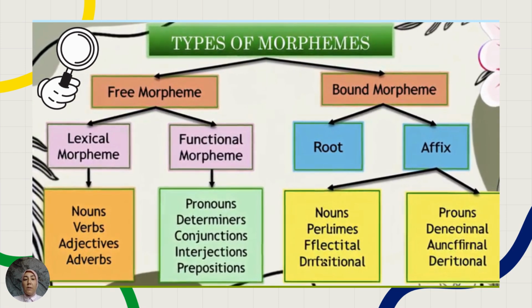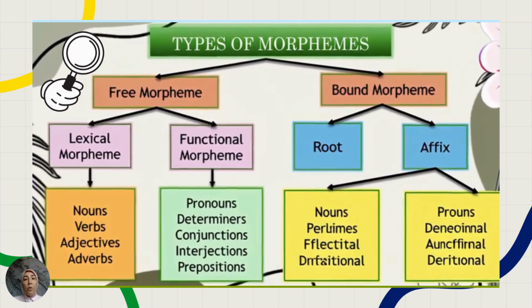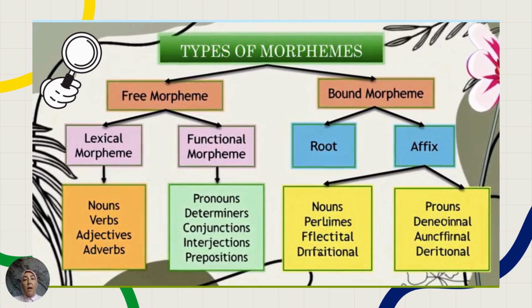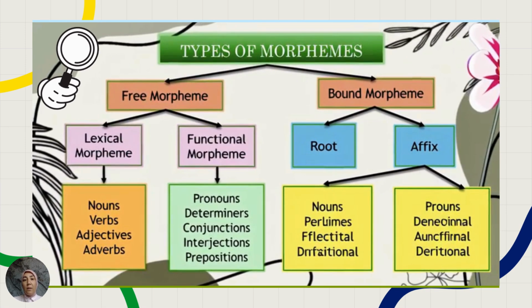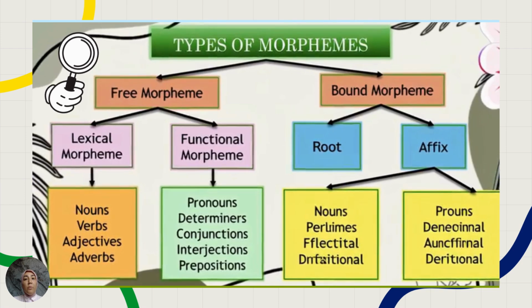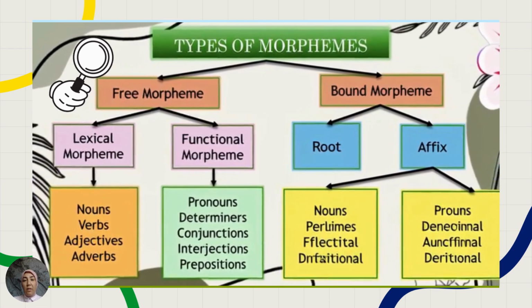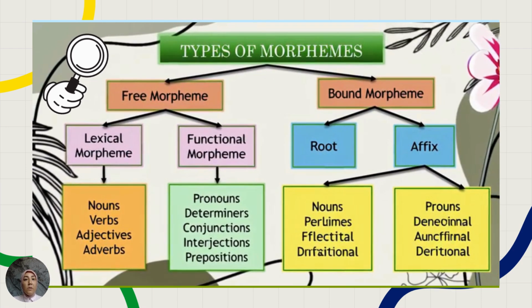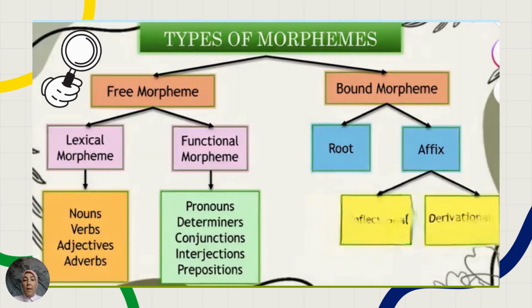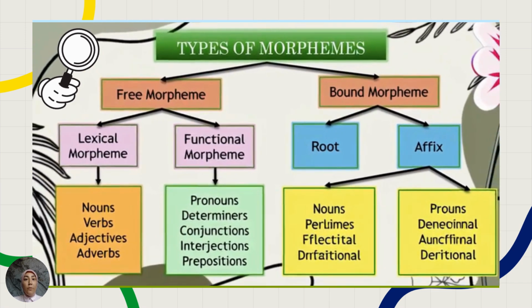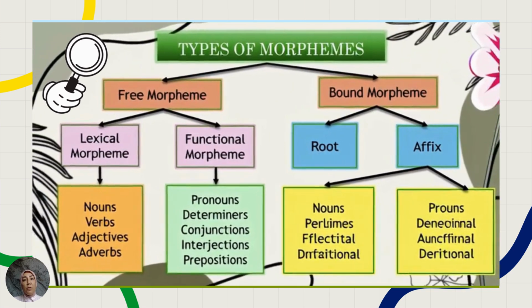Lexical morphemes constitute nouns, verbs, adjectives, adverbs. So, in brief, these are the words which carry the meaning and which can stand alone and be used independently in the sentence. Functional morphemes also can stand alone, but they cannot act independently in the sentence. These are pronouns, determiners, conjunctions, interjections, prepositions, and so on. Bound morphemes are divided into root morphemes and affixational morphemes.